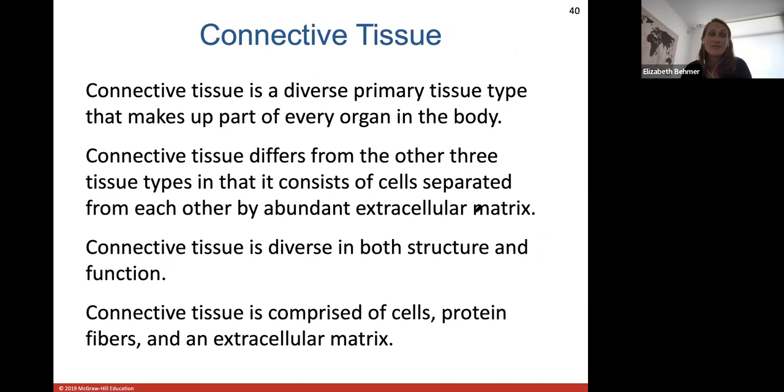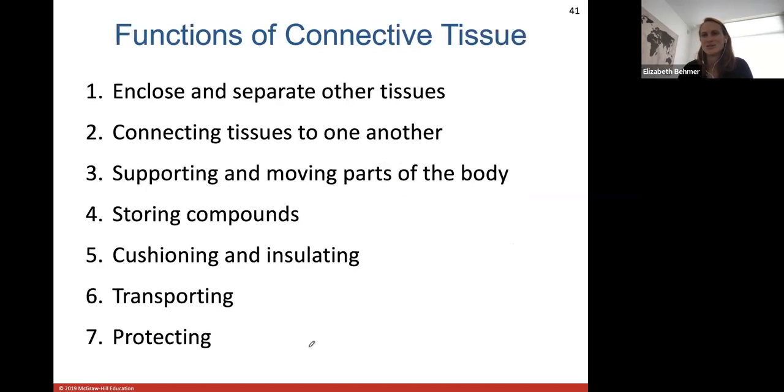Now connective tissue, if you've all had lab on this, you know by now that connective tissue is the most diverse primary tissue type. It differs from all the other tissue types in that it consists of cells that are separated from each other by a very abundant extracellular matrix. Connective tissue is very diverse in structure and function, and it comprises cells, but also the protein fibers and the extracellular matrix that surround those cells. So there's just a lot going on in connective tissue.